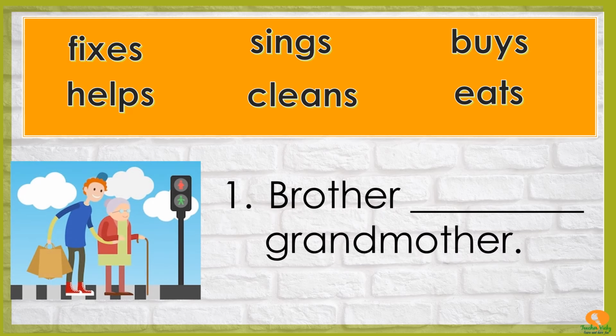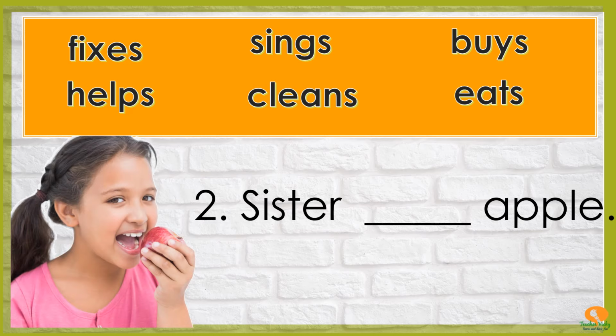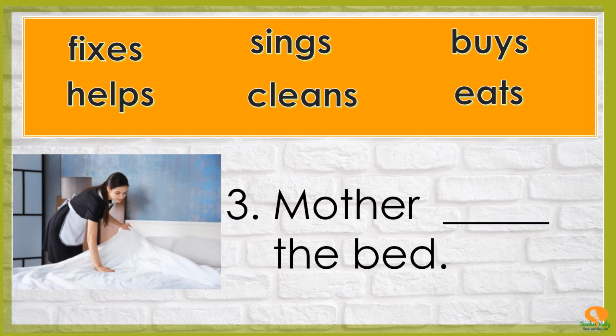brother blank grandmother. What is the correct action word? Very good. Helps. Brother helps grandmother. Next sentence, sister blank apple. What is the correct action word? Very good. Eats. Sister eats apple. Third sentence, mother blank the bed. What is the correct action word? Very good. Fixes. Mother fixes the bed.